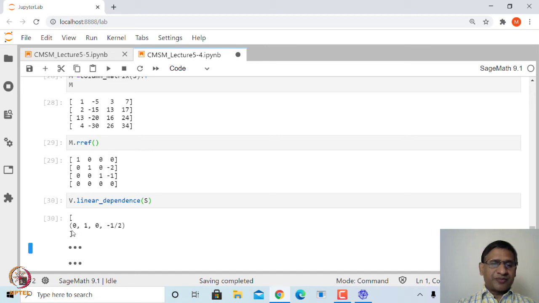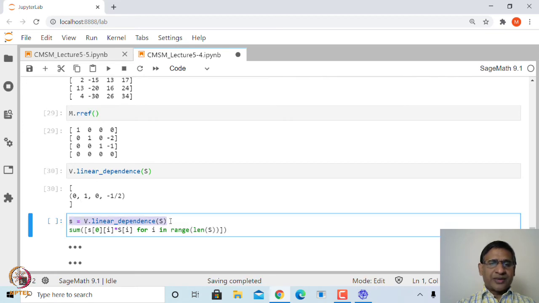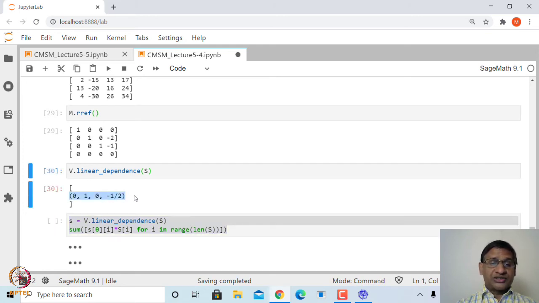In case you get empty square brackets, then it will be linearly independent. So for example, whatever output you have got means that 0 times V1 plus 1 times V2 plus 0 times V3 plus minus half times V4 is equal to 0. Let us just check that. If I put this output in S0 and look at S0, see, it is giving the output as a list of tuples. Sometimes it may give you 2 tuples actually. So this is a list of tuples, and the 0th element will be this tuple.